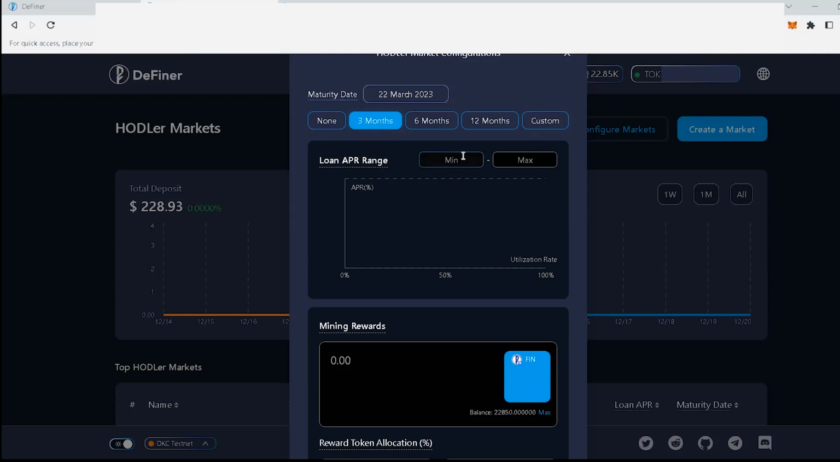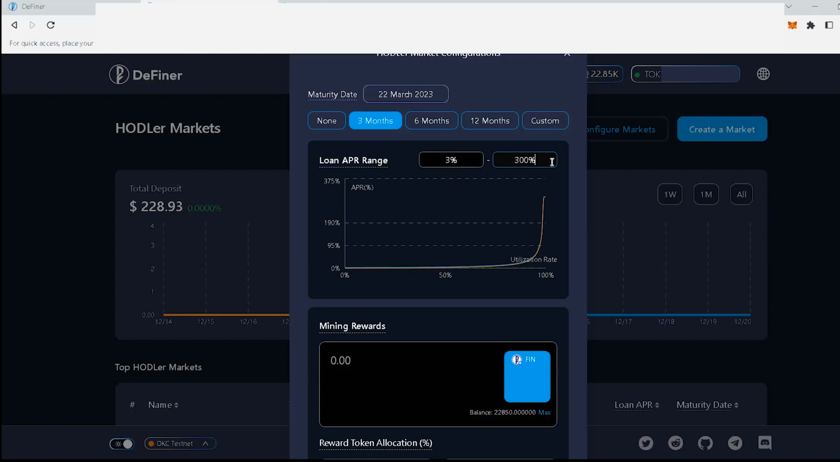The range of possible APRs goes from 3% to 300%. Some projects ask if they need to provide these APRs in the form of project tokens, and the answer is no. The APRs are calculated based on the utilization rate of your market. For more information about how the APR is calculated, please visit our docs under the Loan APR Range section. You will find the link to the Definer docs in the description below.